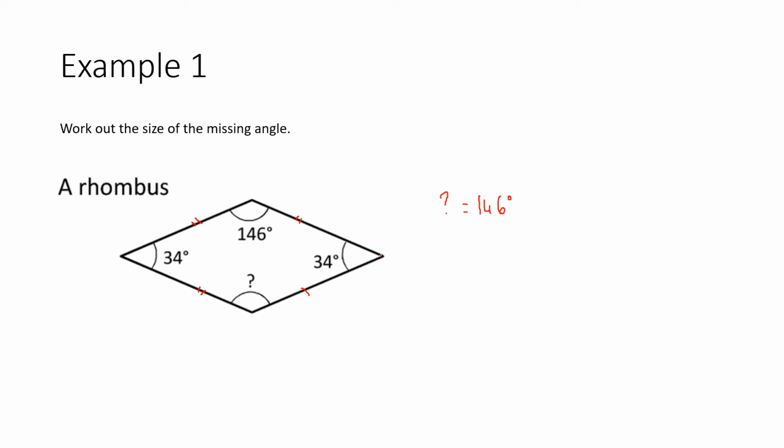A way in which you can verify this is by doing 360, which obviously all 4 angles have to add up to, and then you subtract your 3 given angles, which is 146, 34 and 34. When you subtract these 3 from 360, you will also end up with an answer of 146 degrees.